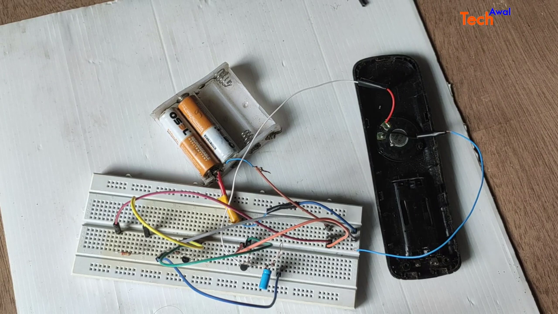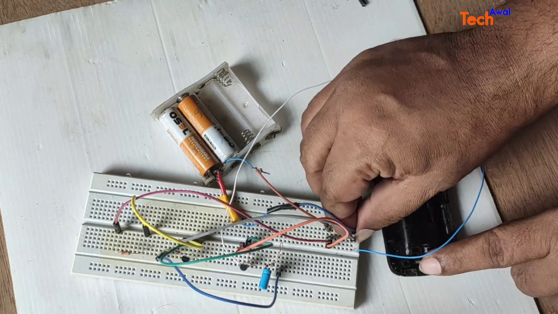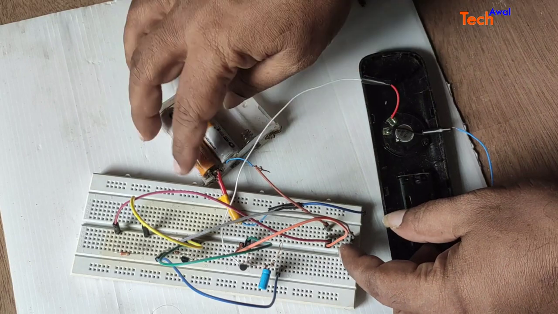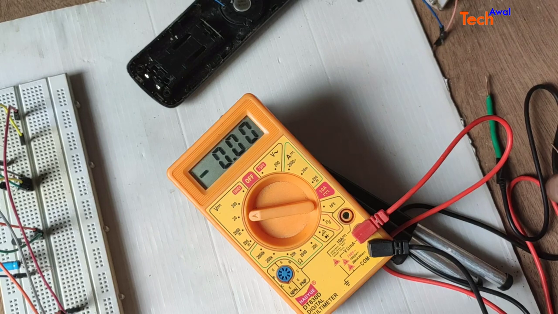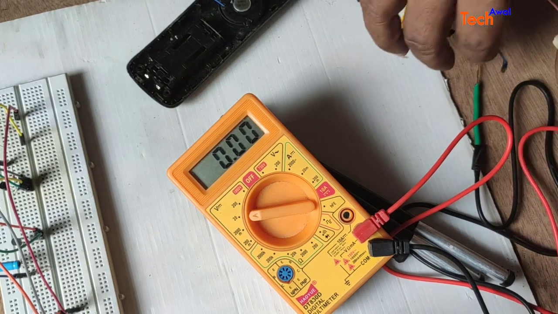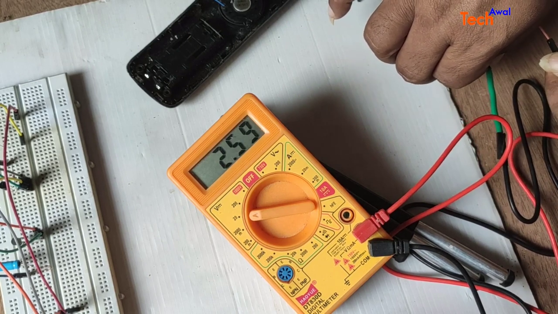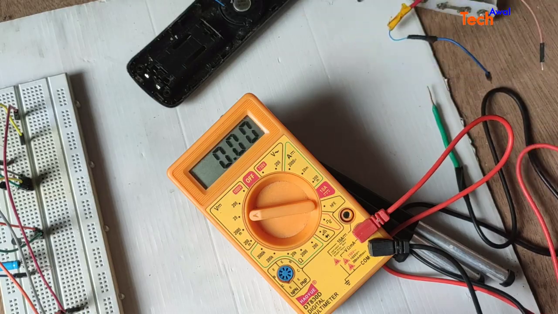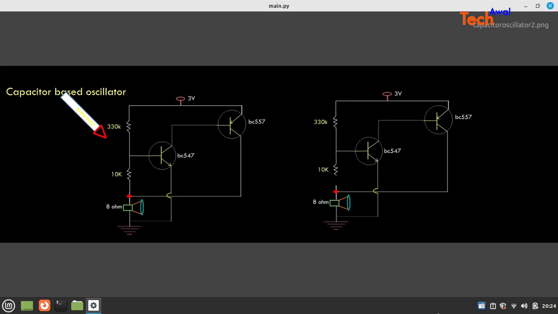Quickly we will measure its voltage. I'll disconnect it, and it is around 2.6, 2.59 volt. Okay, so we'll proceed with the capacitor-based oscillator.